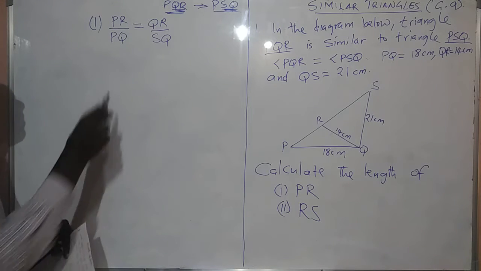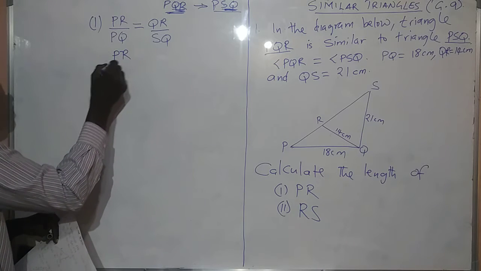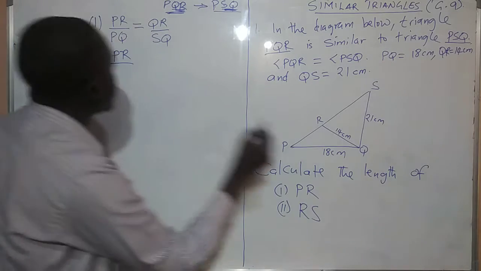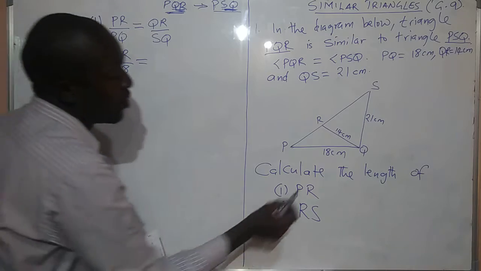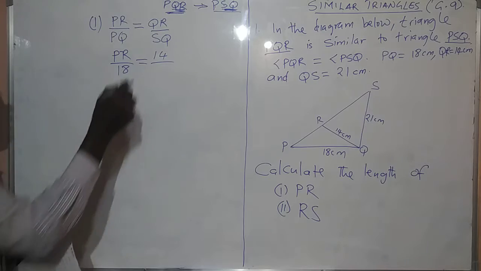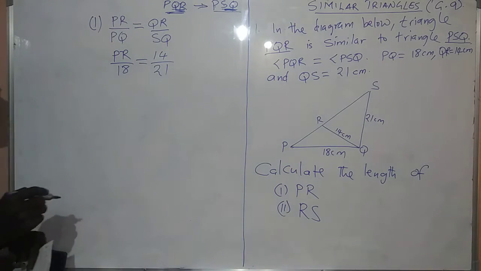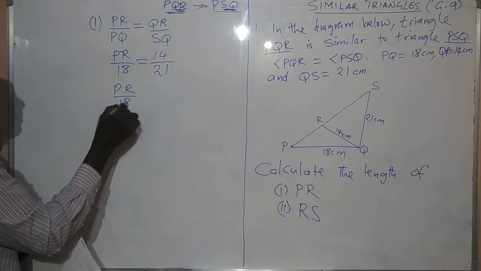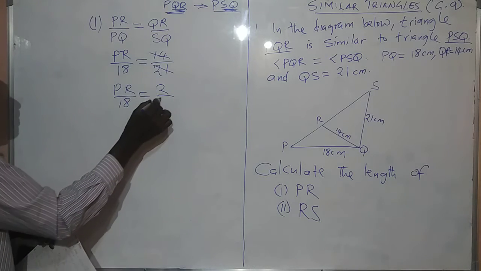Here, PR is what we are finding in the question. So PR divided by PQ, and PQ is 18, so we are going to have 18 here. Then QR is 14, so we have 14 here divided by SQ, which is 21. This can be simplified: we are going to have PR over 18 is equal to 14 over 21, which simplifies to 2 over 3, because 7 into 14 is 2 and 7 into 21 is 3.